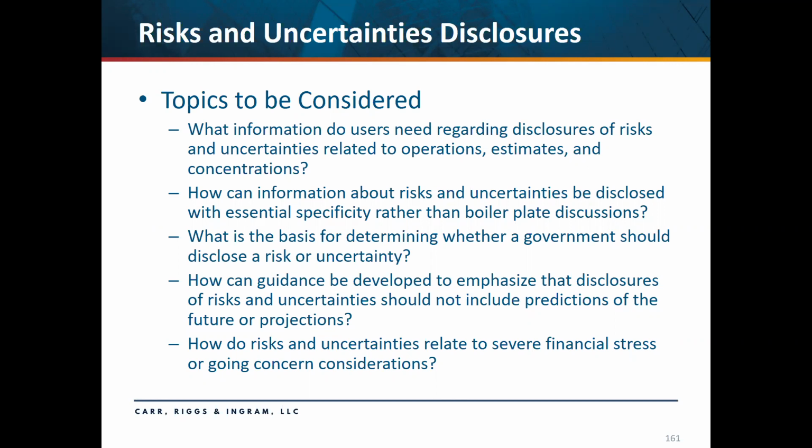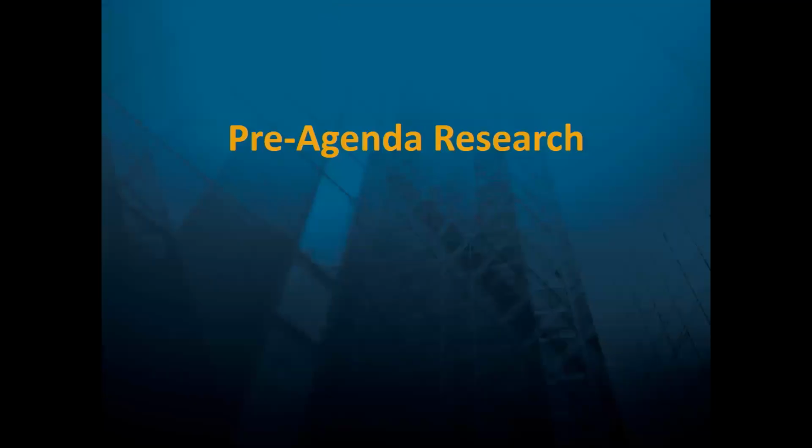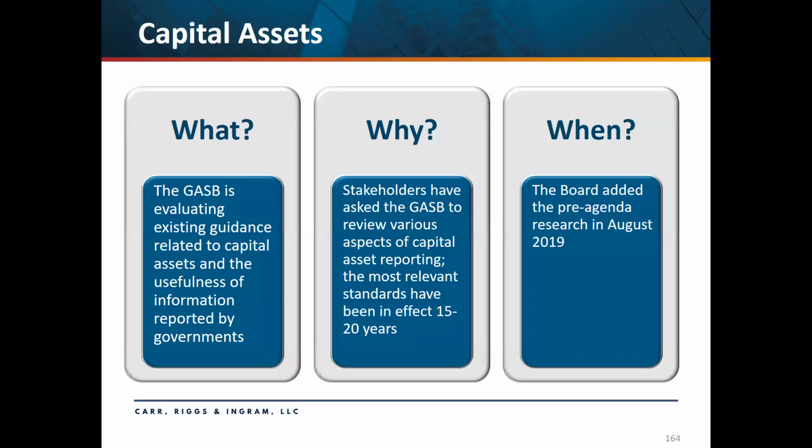So the exposure draft on this is really expected in January of 2022. They started deliberations in the fall of last year. So they're still going through a lot of this information to determine what are they going to cover, right? How much information needs to be in there about the specificity of these types of things. And then we're going to touch very briefly on the pre-agenda research. So right now they're doing research. So these are not statements right now.